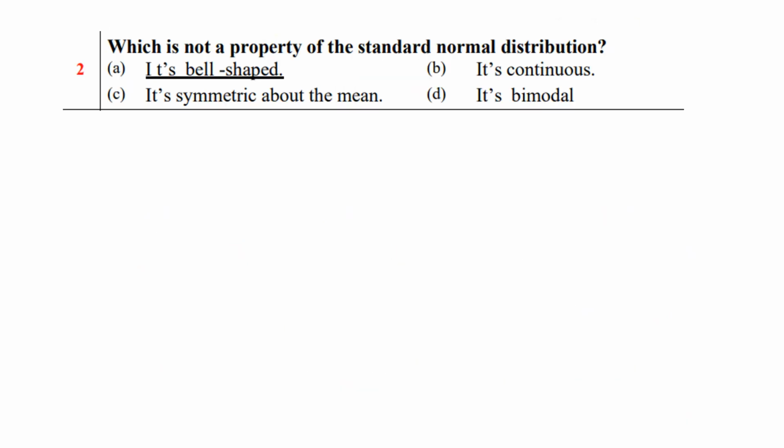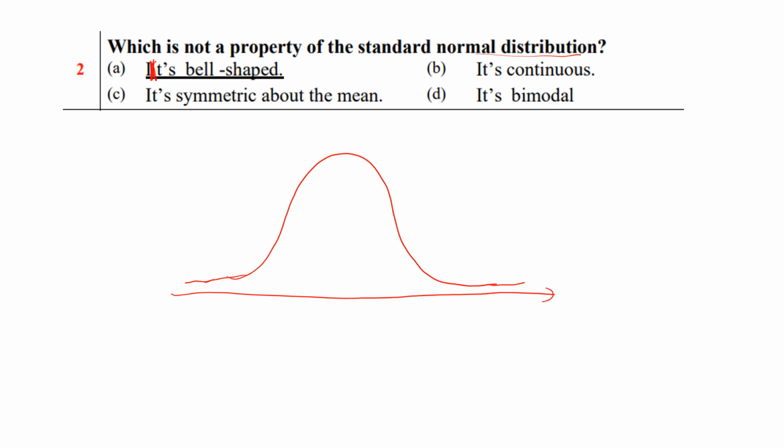Now, which is not a property of the standard normal distribution? It is bell-shaped. Here is a graph of the standard normal distribution. It has a normal behavior. The typical characteristic of a normal distribution is that it's definitely bell-shaped, and it is symmetric about the mean. This is the mean here. The mean is 0, because we're talking about the standard normal distribution.